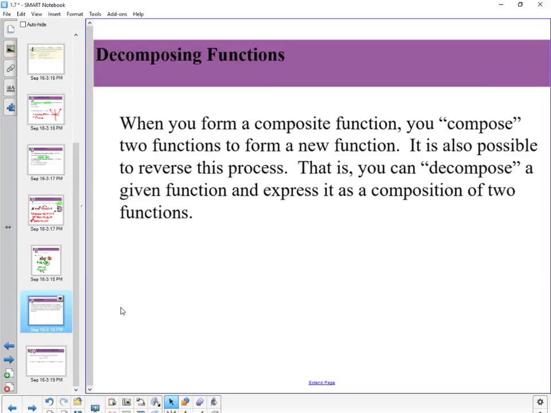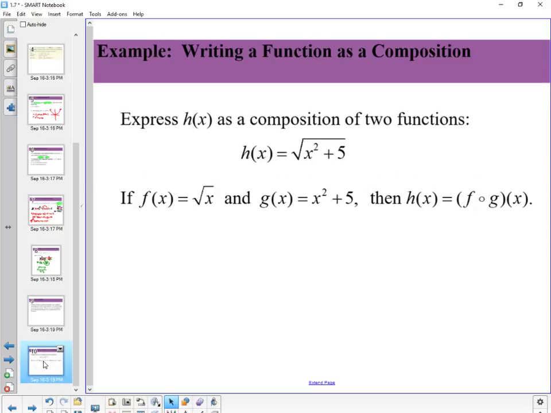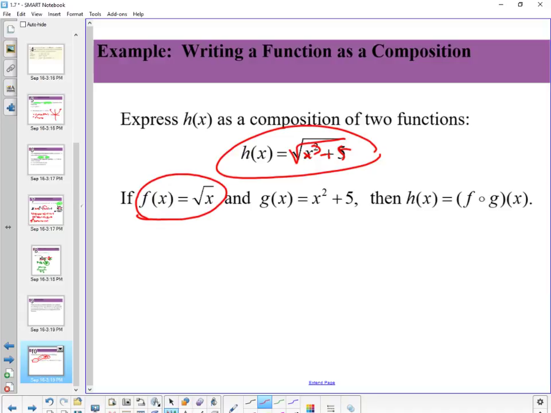Decomposing functions. So we were composing functions. Now we need to decompose functions. So not put them together, but separate them. And it's not that bad. This is our last slide. Look. Here I have h of x, which was the square root of x squared plus 5. I can break that up into the square root of something. Well, what's inside was the x squared plus 5.